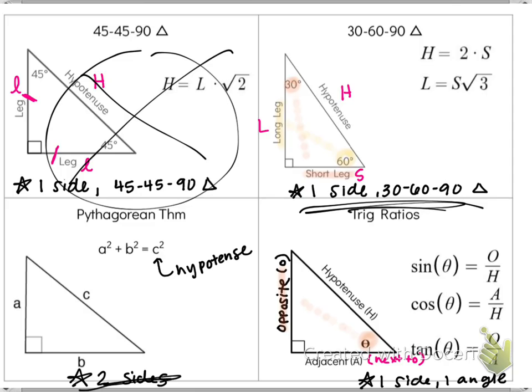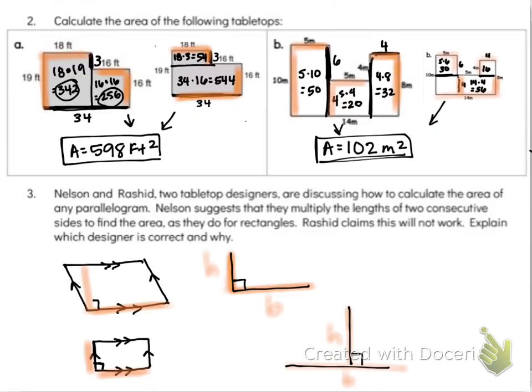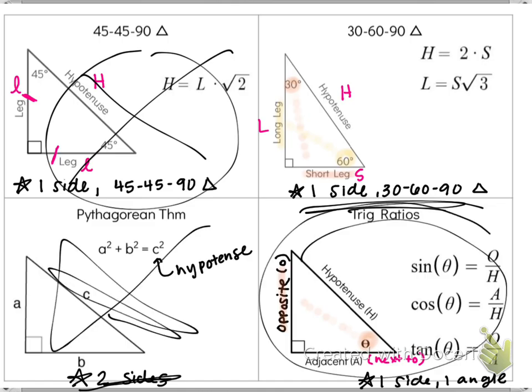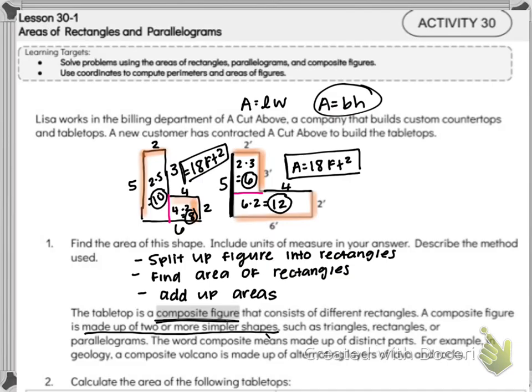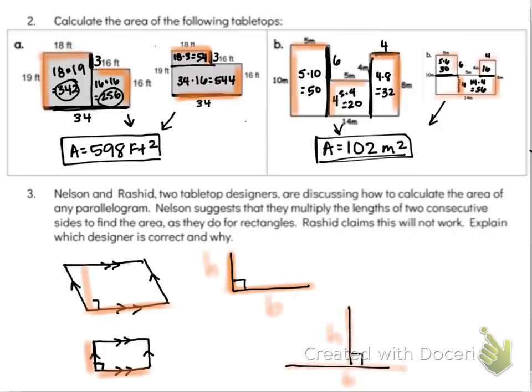Pythagorean theorem, you need 2 sides. So let's look at ours. Do we have 2 sides? Nope, you just have one, which is that 4. So you cannot use Pythagorean theorem. So let's look at trig ratios. For trig ratios, you need one side and one angle. You have a side, you have an angle, so you can use trig ratios as well.